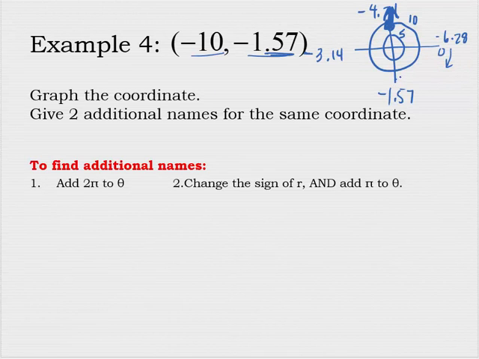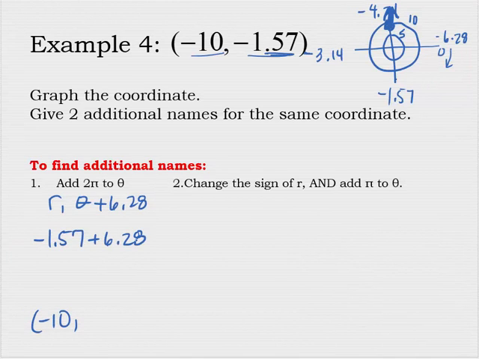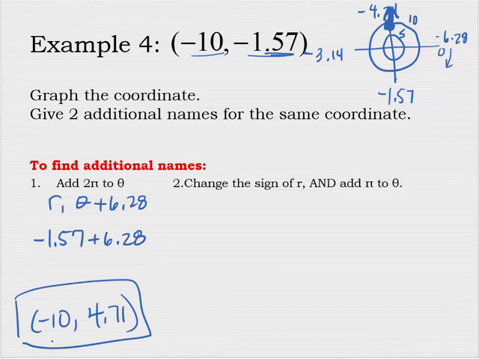So it started at negative 1.57. I know I need to go to 10, but back it up 180 degrees, and that puts me right back where I was if both of them were positive. Now, to rename these guys, I'm going to follow the same pattern as we did before. Add 2 pi to theta, so I'm going to leave r alone. And remember that 2 pi in decimal form is 6.28. So r is going to stay negative 10. And now I have negative 1.57 plus 6.28. And I get 4.71. There's one name, another name for that same angle.